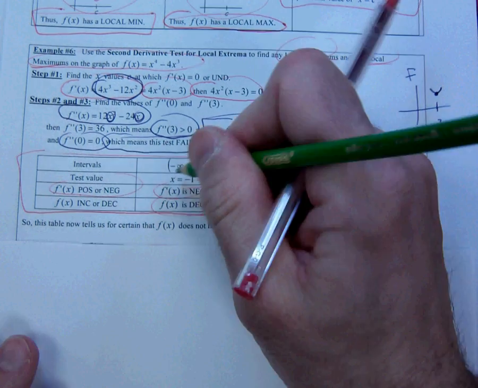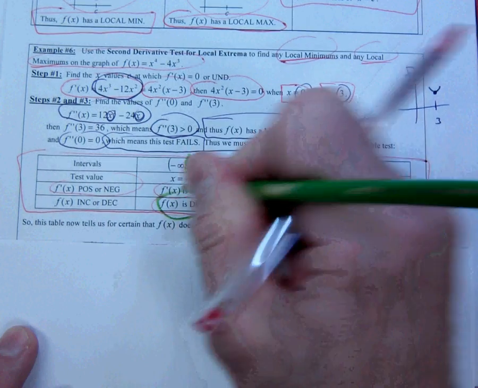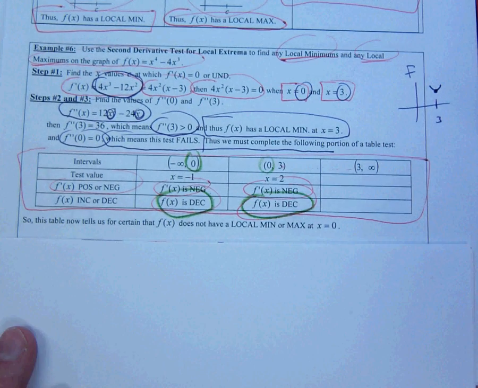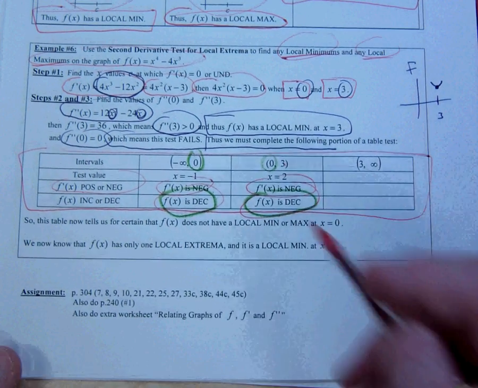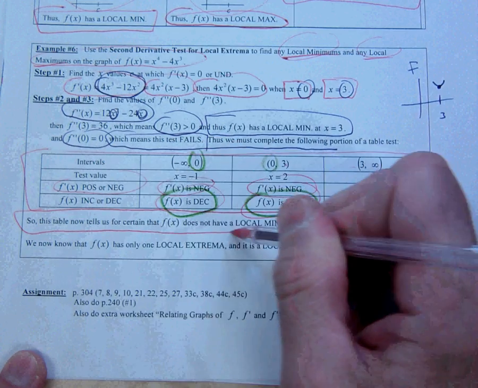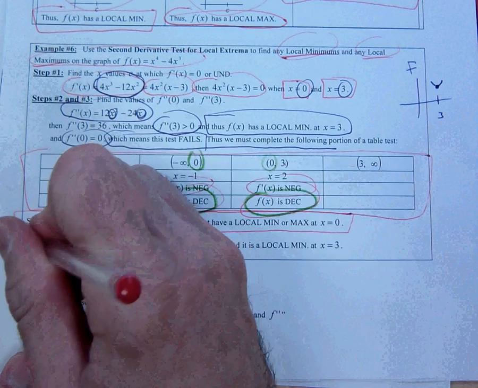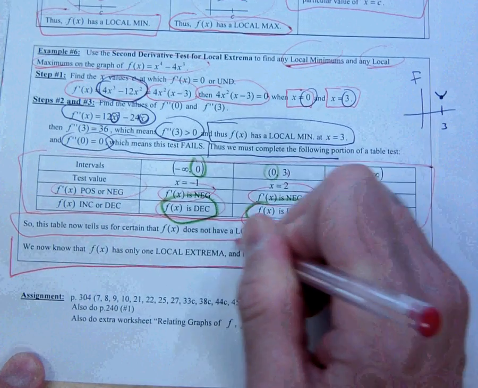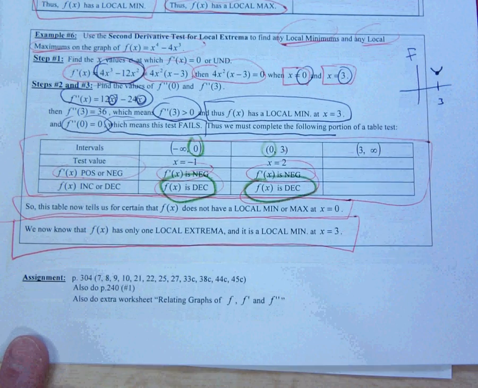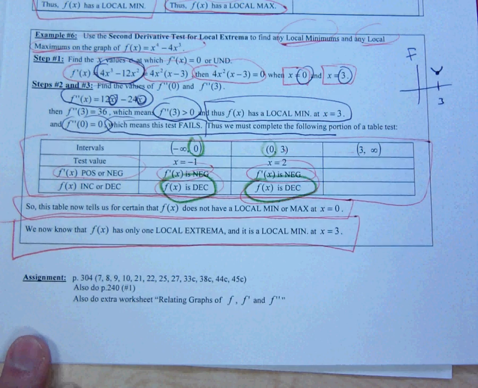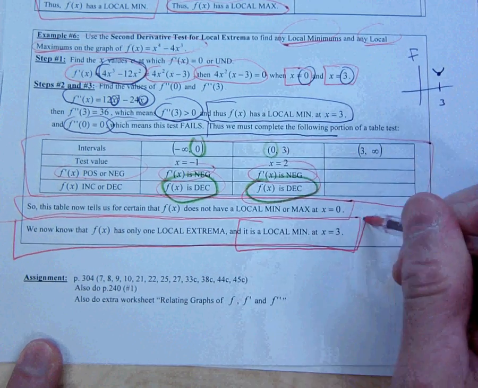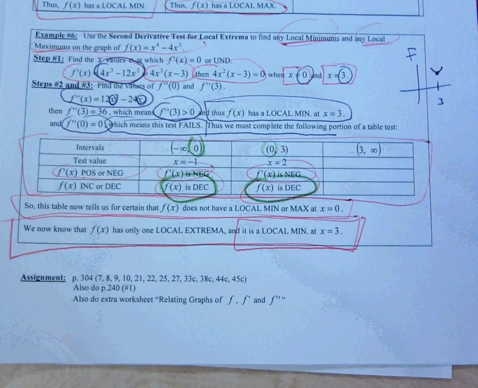So what do you think? What's happening at 0? F goes decreasing and then decreasing again. So does f have a hill or valley at 0? Does it? No, it does not. So therefore, the table tells us that f does not have a local min or max at 0. So the only thing happening with f is that f has one local extreme, and what is it? It's a local min at 3. Can you handle this, guys?